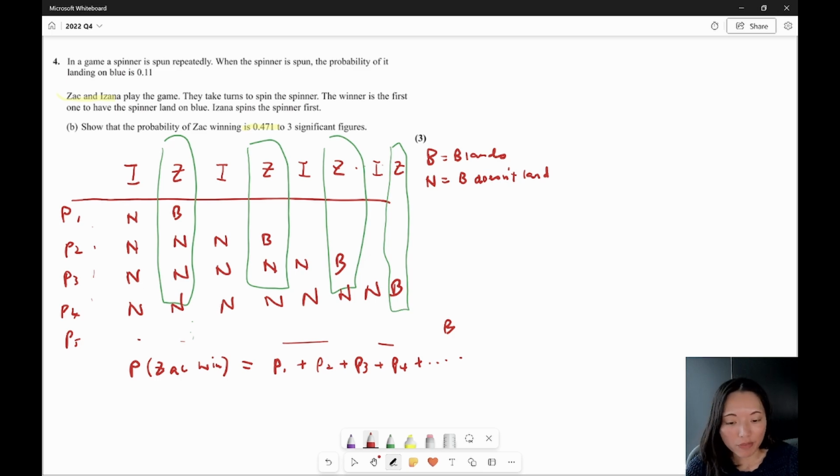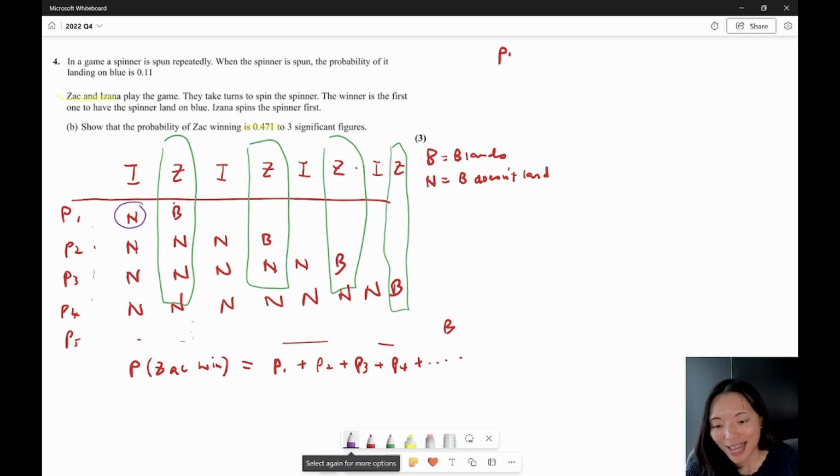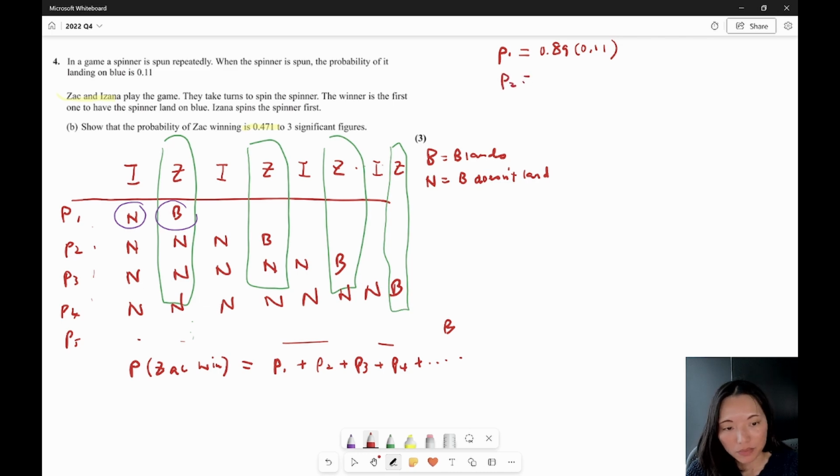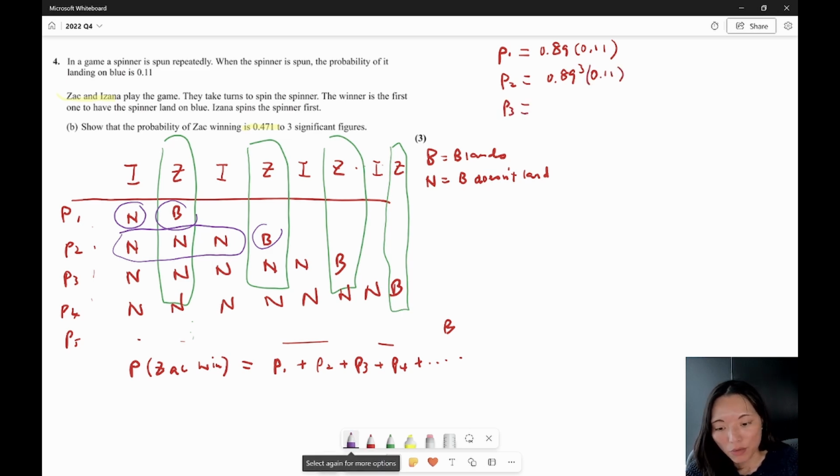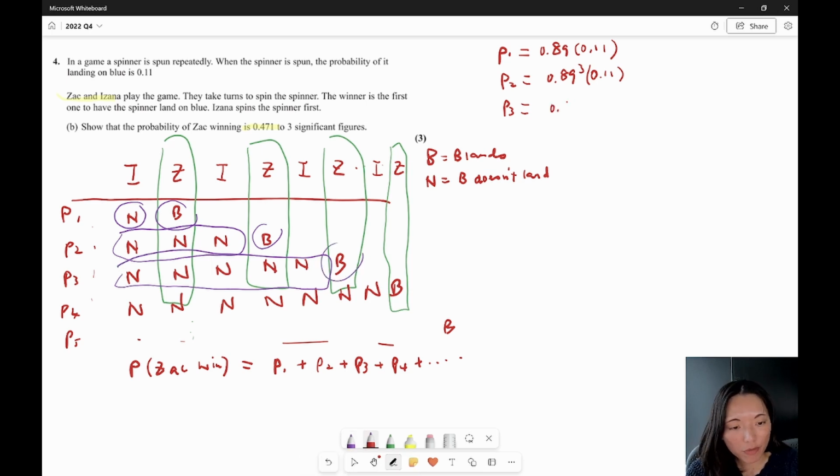Why don't we take a look at the first one first? What is P1? P1 is a non-blue event first, so an N first, and then a blue. So P1 is simply 0.89 times 0.11. What about P2? It looks like I've got 3 non-blue events and 1 blue event. So that's 0.89 to the 3 times 0.11. What about P3? I've got 5 non-blue events and 1 blue event. Therefore, I have 5 failures and then 1 success.